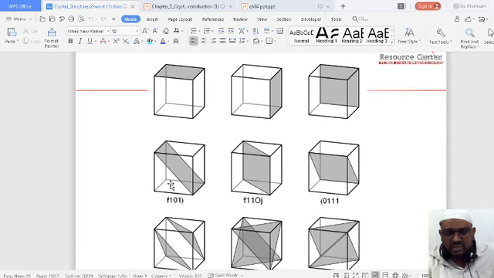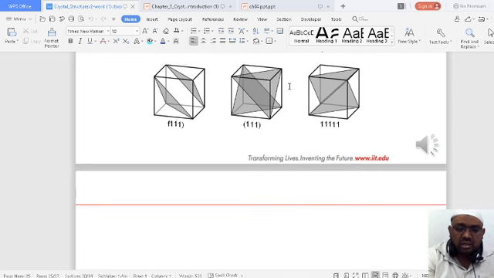And these are a few examples of how these planes look. Even in the examination, they may just give you the diagram. There is a possibility that by seeing the diagram, you need to evaluate the Miller indices. So these are the types of views of the planes that may be given, or you should have an understanding of how to evaluate the crystal plane.